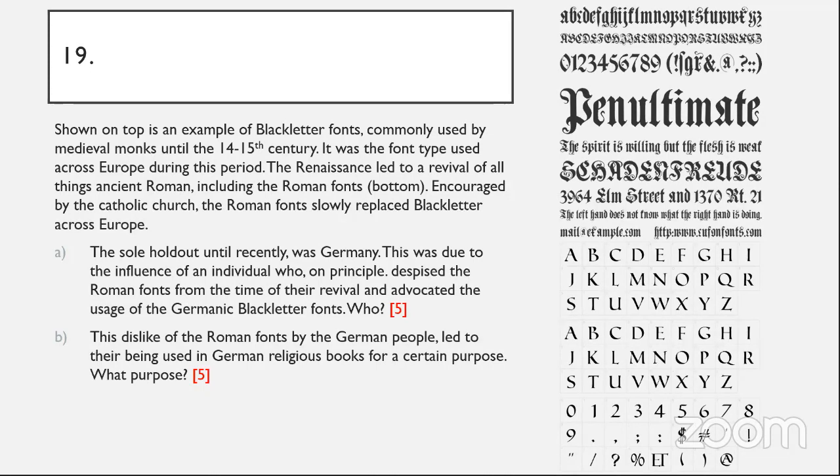This was due to the influence of an individual who, on principle, despised the Roman fonts from the time of their revival and advocated the continued usage of the Germanic black letter fonts. Who was this individual? And this dislike of the Roman fonts by the German people led to their being used in German religious books for a certain purpose. So, what purpose? Question is direct to team 3.